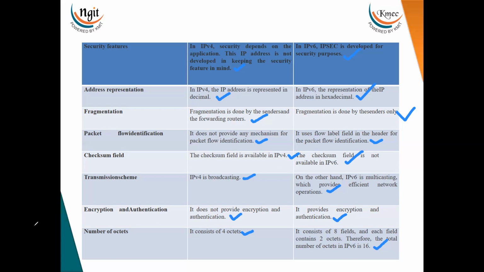Now we have completed IPv4 in the last session, and IPv6 as well as the differences in this session. IPv4 and IPv6 are the two addressing techniques which are used for the transmission of data between the sender and the receiver.